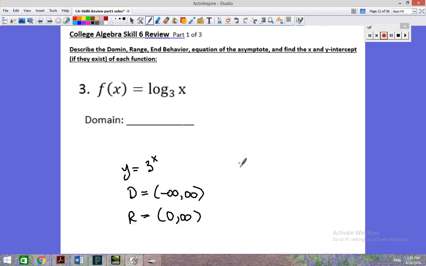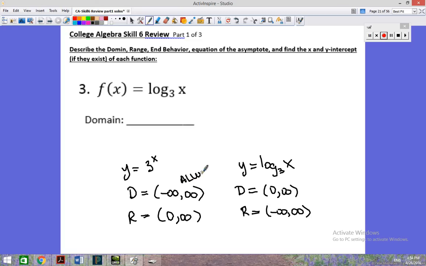So here, if we're looking at log base 3 of x, these two are inverses of each other. So the domain and range have switched. The range of 0 to infinity is now my domain, and the domain, all real numbers, is the range. So when I had an exponential function, I knew always that the domain was all real numbers. If I have a log function, I know always that the range is going to be all real numbers.